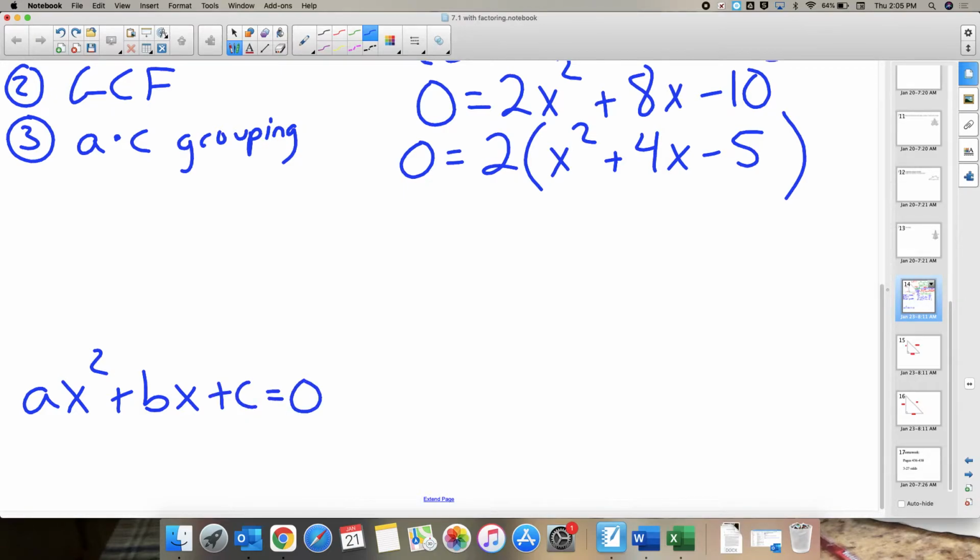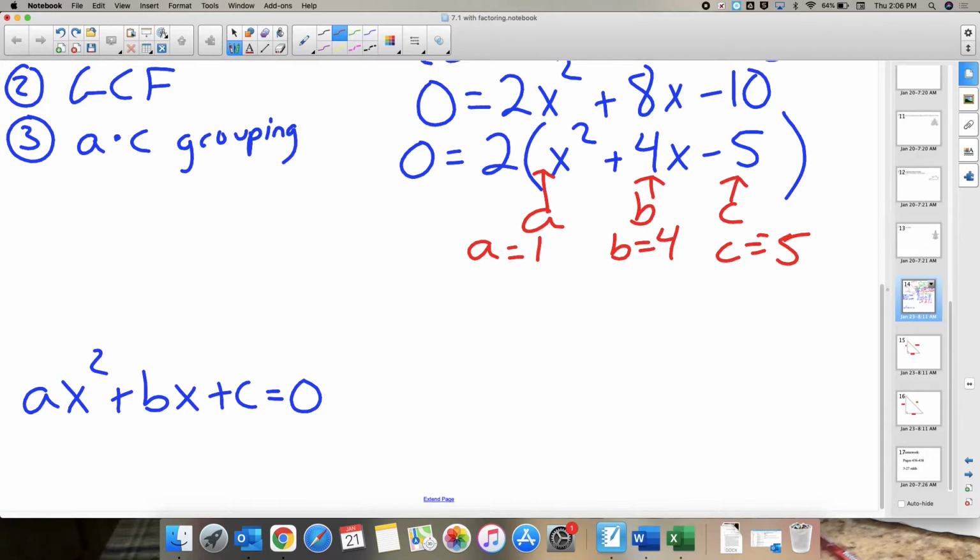A is the number in front of our x squared. So A is this number that's right here. B is this number in front of my x. C is the number that's by itself. So in this case, A is 1, B is 4, C is negative 5, sorry.